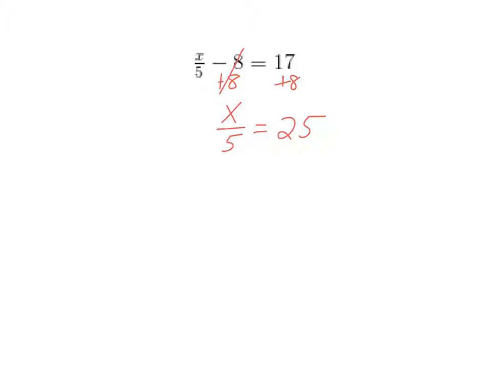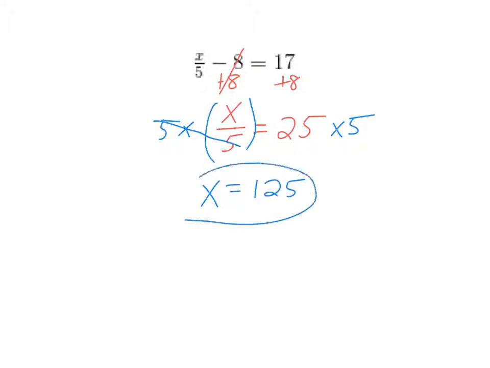I have to undo this division, and I can do that by multiplying by 5. And if I multiply the left by 5, I have to multiply the right by 5 as well. The 5's cancel out on the left, leaving just x. 25 times 5, if I type that into my calculator, I should get an answer of 125. So x equals 125.